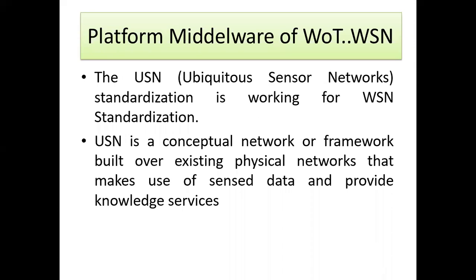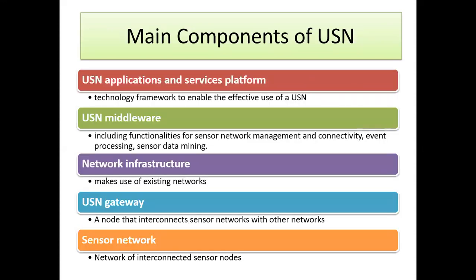USN is a conceptual network, a framework built over existing physical networks that makes use of sensed data and provides knowledge services for this WSN. The main components of this USN are USN application and service platforms, USN middleware, network infrastructure, USN gateway, sensor network. So first one is the USN applications and service platforms. This layer provides a technical framework for application development and service delivery. This technology framework is to enable the effective use of USN. Okay. Then the USN middleware.